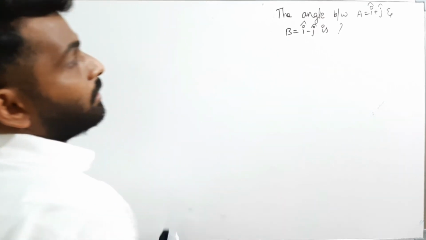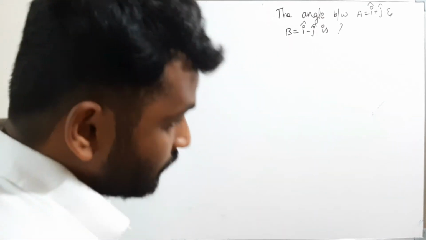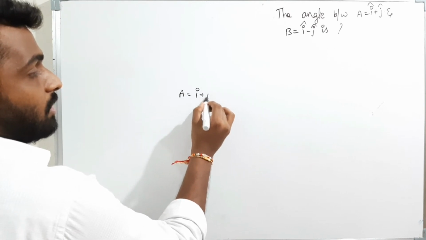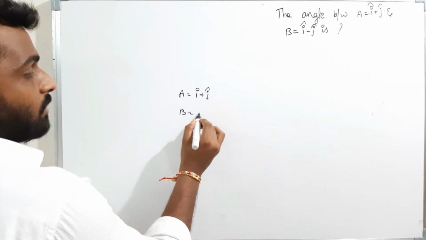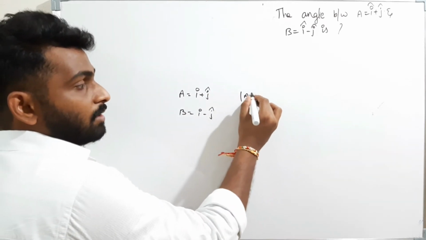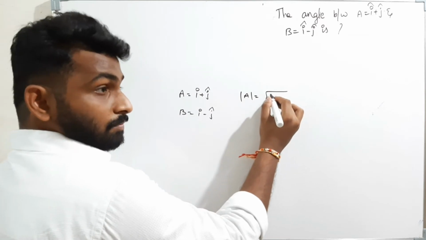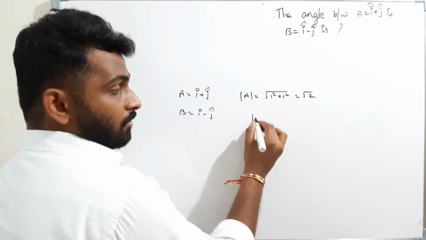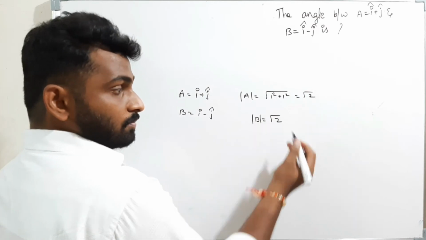The angle between A and B. What is A? I plus J. And what is B? I minus J. Now what is the magnitude of A? The magnitude of A is nothing but root of 1 square plus 1 square, that is nothing but root 2. Now what is the magnitude of B? The magnitude of B is root 2.